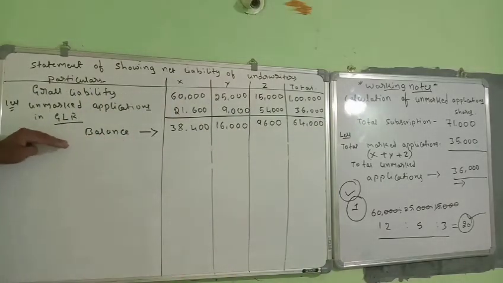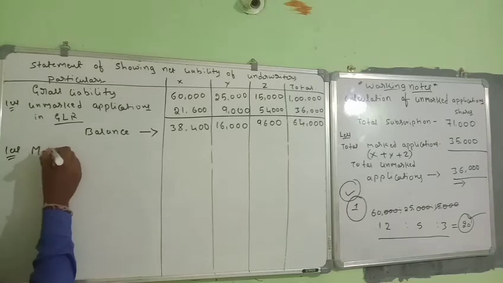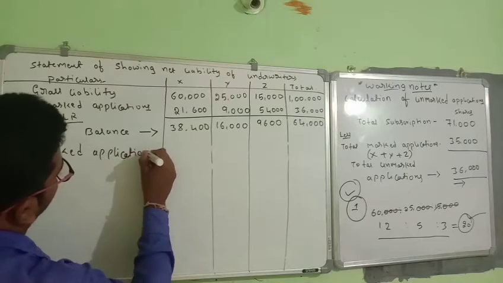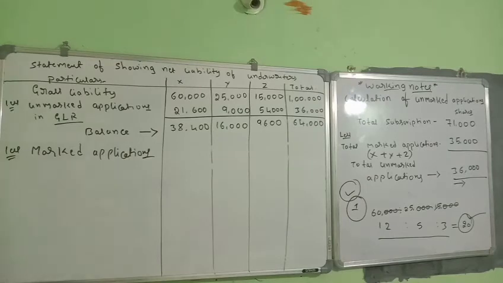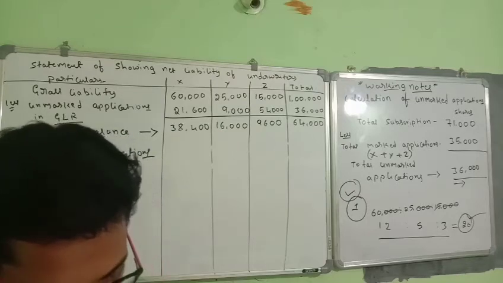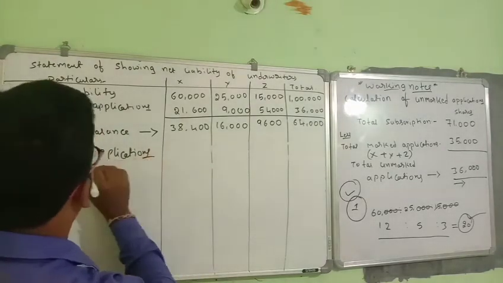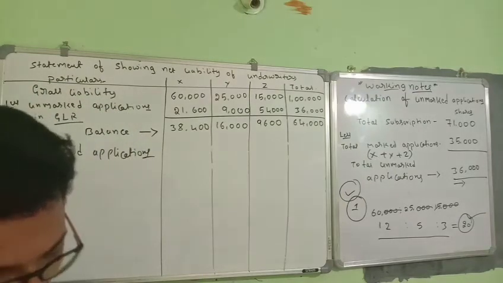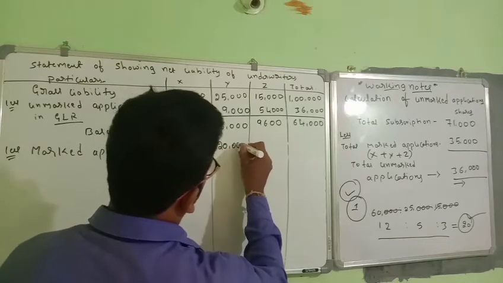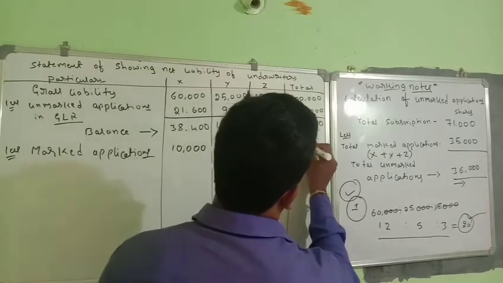Once unmarked applications are deducted, next we deduct the marked applications. Look back at the question again. The question gave marked applications directly: X 10,000, Y 20,000 and Z 5,000. There is no negative balance problem, so all are positive figures, and directly you can go for marked applications. X 10,000, Y 20,000 and Z 5,000. So the total is 35,000.